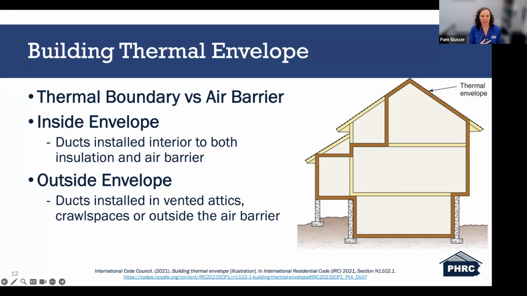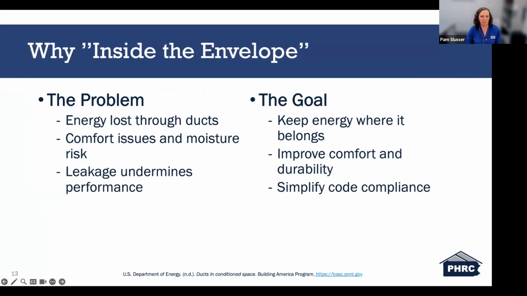The diagram on the right on the slide illustrates the continuous thermal envelope wrapping the conditioned portion of the home, as you see in the brown layer there. Anything outside that highlighted boundary is considered unconditioned space. As we move through this webinar, keep this boundary concept in mind because duct location relative to the thermal and air control layers fundamentally determines the system efficiency, the comfort, and the overall building performance.